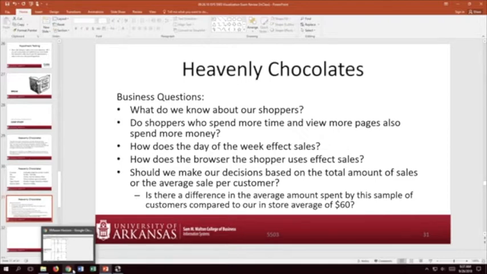So what will we do? What am I asking you to do? Am I asking you to do some descriptive statistics? A confidence interval? A hypothesis test? What are we trying to do with this question? Probably a hypothesis test. Yes. But here's the question: is there a difference in the average amount spent by this sample of customers compared to our in-store average?